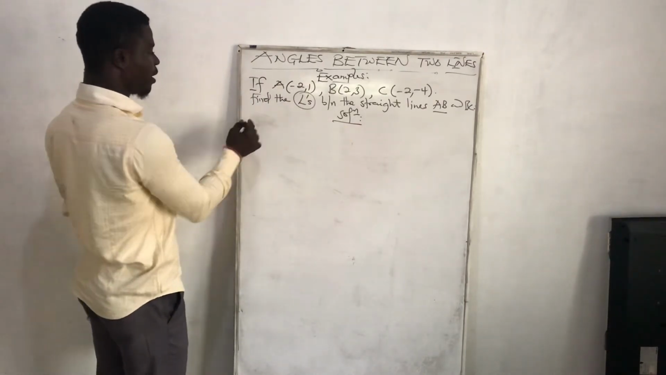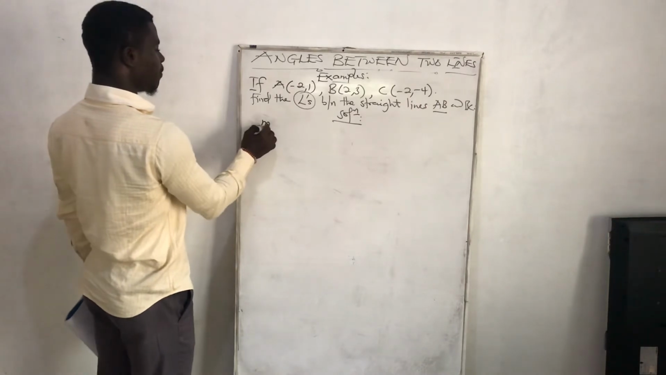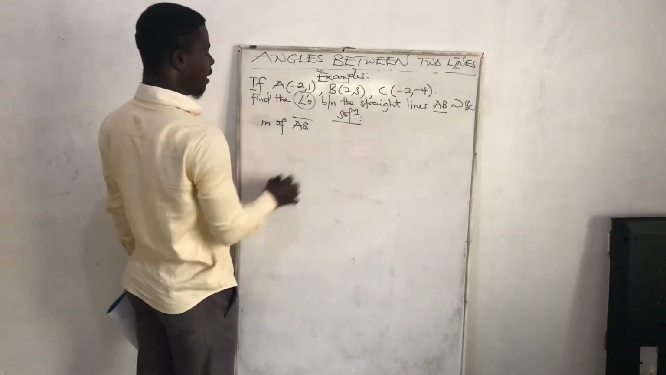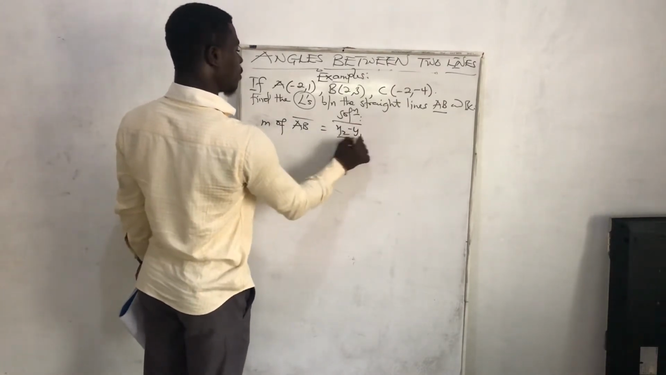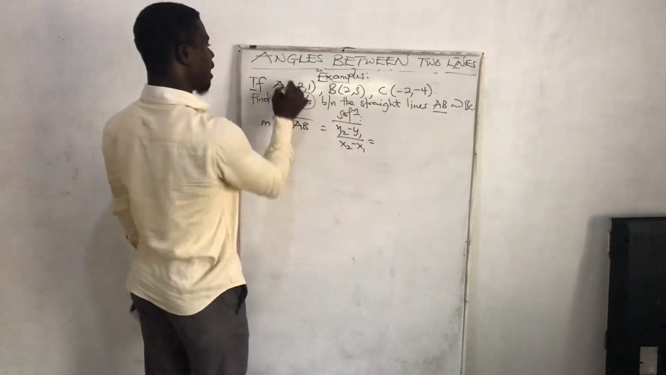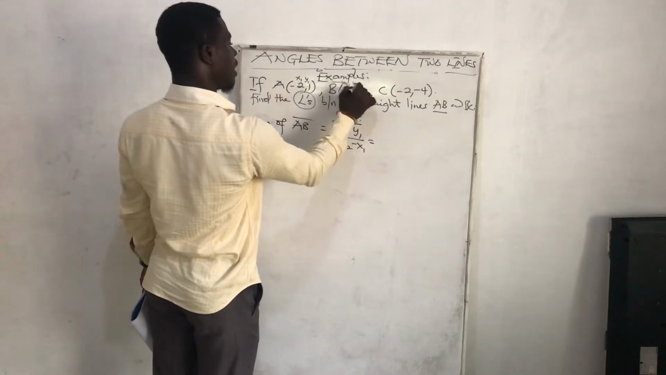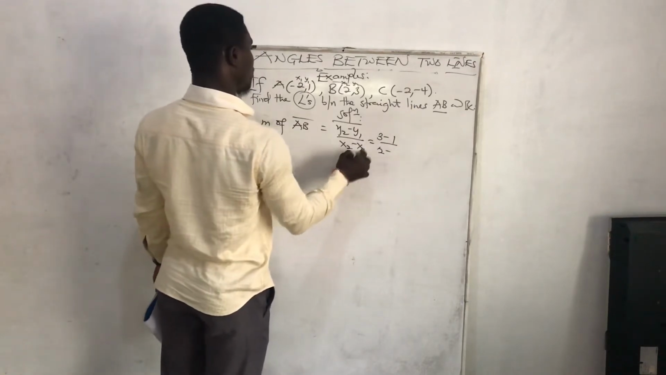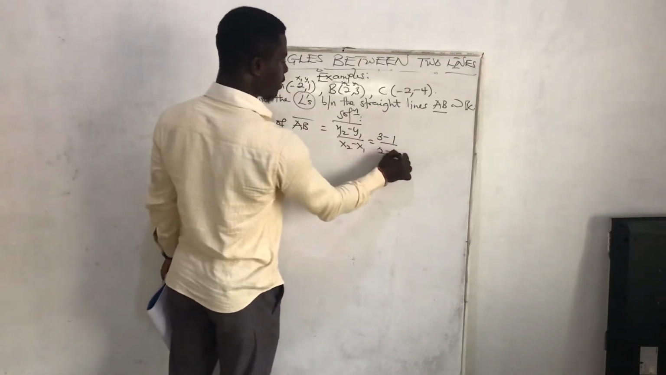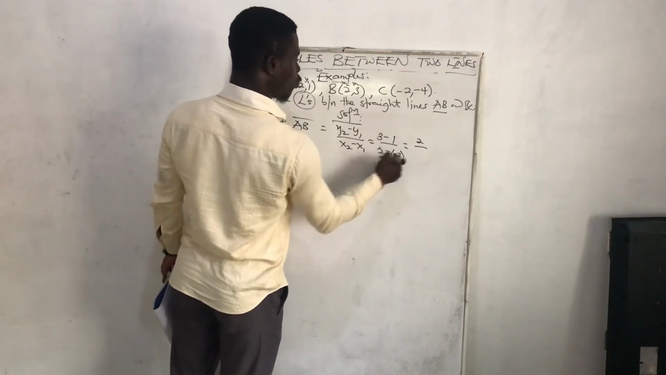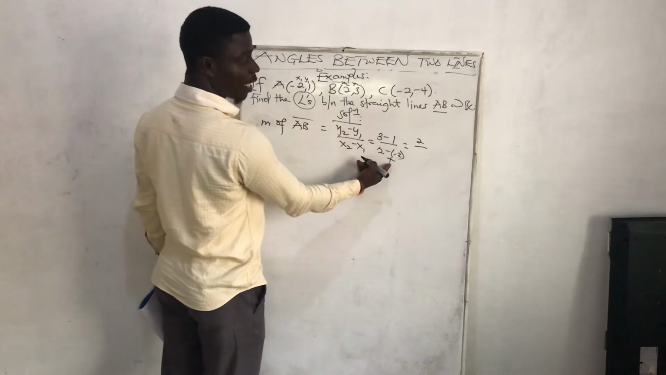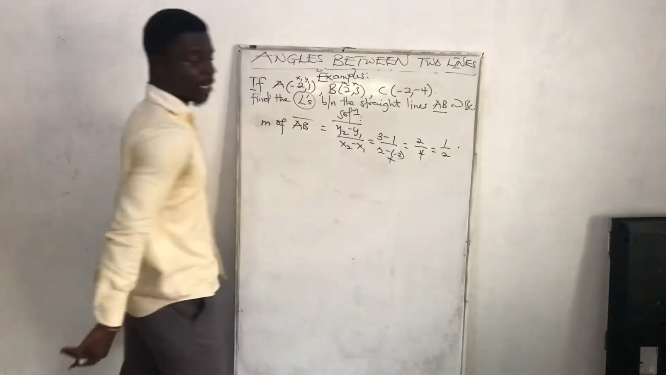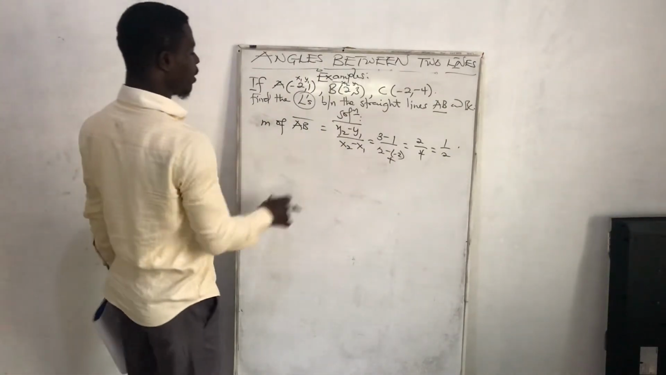I have to find the gradient, right? So the gradient m of line AB is y2 minus y1 all over x2 minus x1. So y2, which is 3, minus y1, 1, all over x2, which is 2, minus x1, which is negative 2. So I get 2 over 2 plus 2, because negative negative gives positive. So 2 plus 2 is 4, then I get 2 over 4, which is 1 over 2. So the gradient of AB is half.